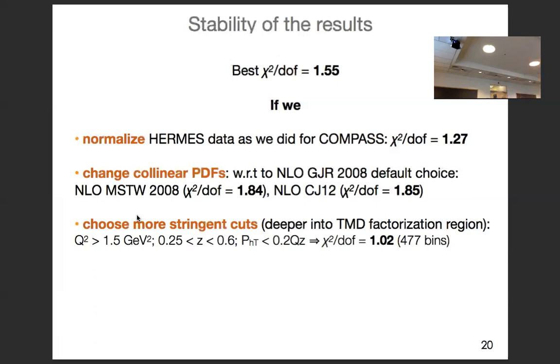Then we also changed collinear PDFs. We used NLO GJR 2008 as our default choice. We tried MSTW and CJ12, and the fit slightly deteriorates, goes to 1.84 and 1.85, but nothing dramatic, let's say. And finally, we chose more stringent cuts to make even more sure that we are in the TMD factorization region. So we took Q squared greater than 1.5, z from 0.25 to 0.6, and PhT less than 0.2 Qz, and the chi-squared is almost 1, but the number of data is 477. It's not 8,000 anymore.